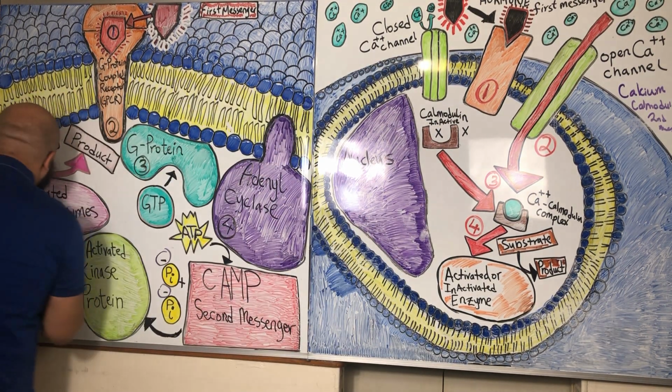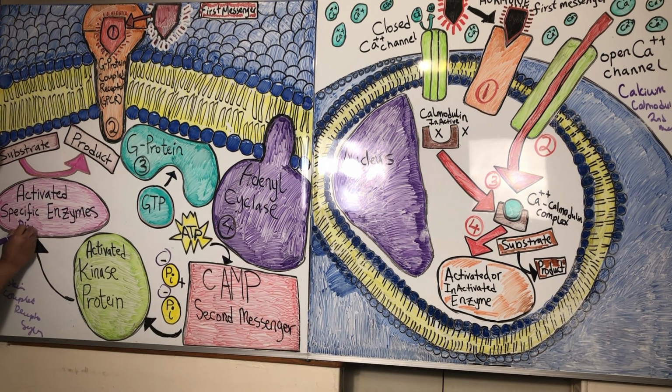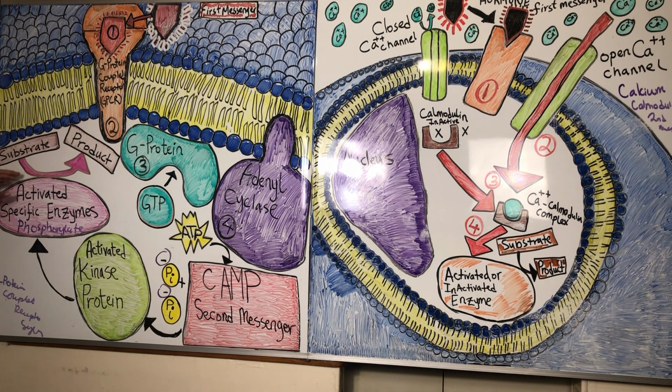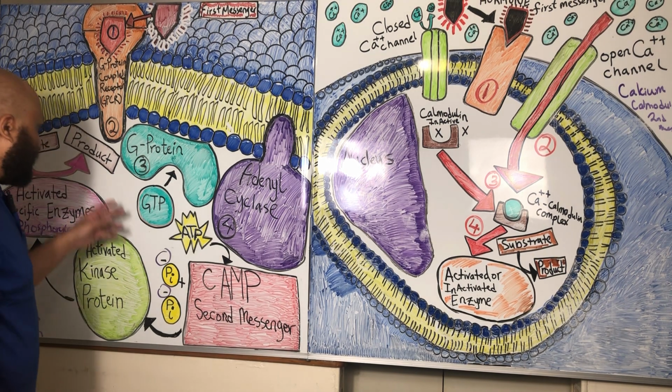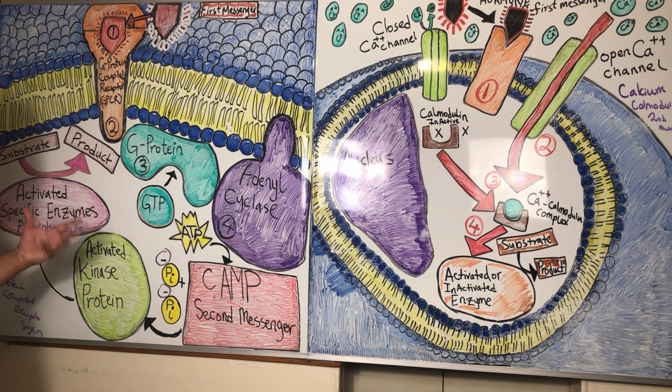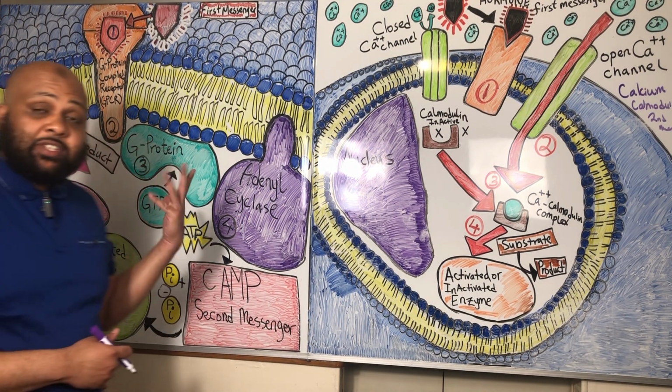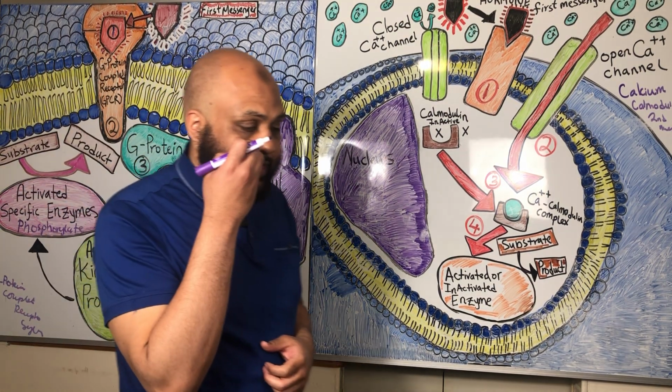It will phosphorylate other enzymes, and these other enzymes will convert substrates into products, and these products can ultimately perform and catalyze some reactions that will ultimately propagate very important biochemical pathways. That's the first system, this adenyl cyclase system.